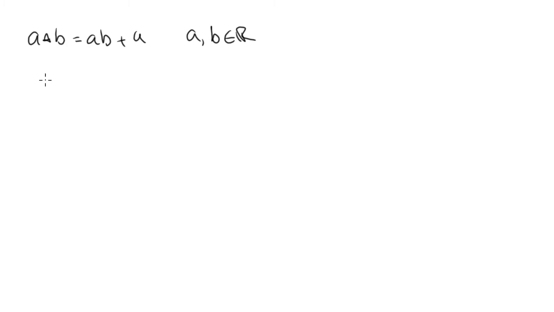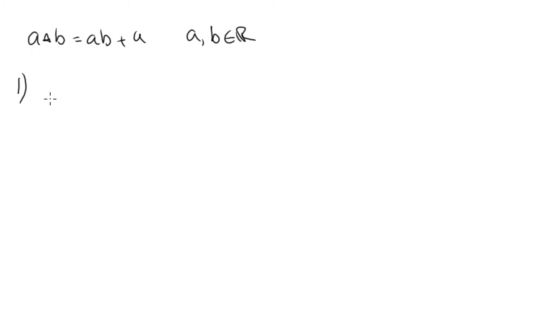And we've been asked to show that this does not form a group. So we've been asked to show that this binary operation does not form a group under the real numbers. To check something as a group, we need to check the four properties. First of all, we'll check closure.